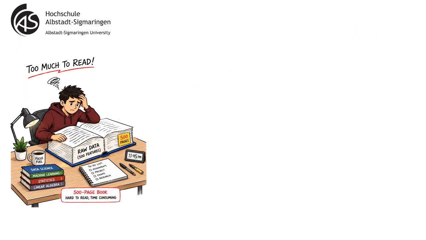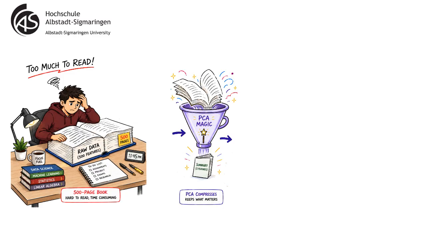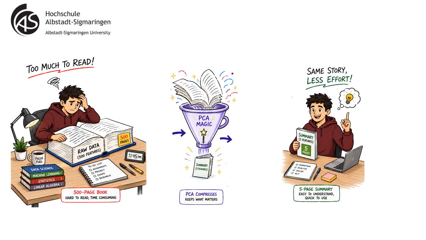Imagine your professor gives you a 500-page report and asks for the key insights by tomorrow morning. Reading every page would take hours. But what if someone could summarize the entire report into just 5 pages while keeping all the important ideas? You'd still understand the main story, but with much less effort. That's exactly what PCA does for data. It takes large datasets with many features and creates a simpler representation while preserving the most important information.